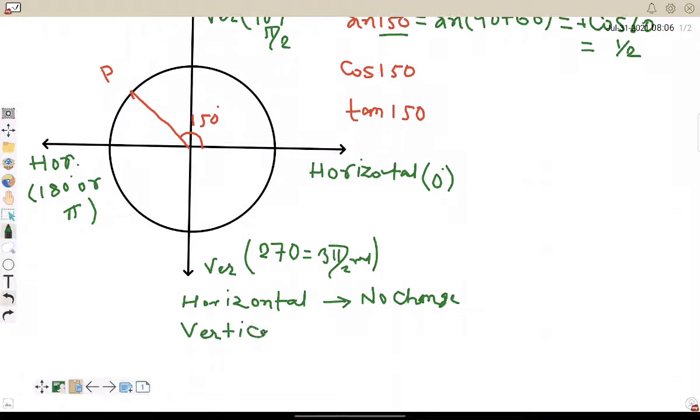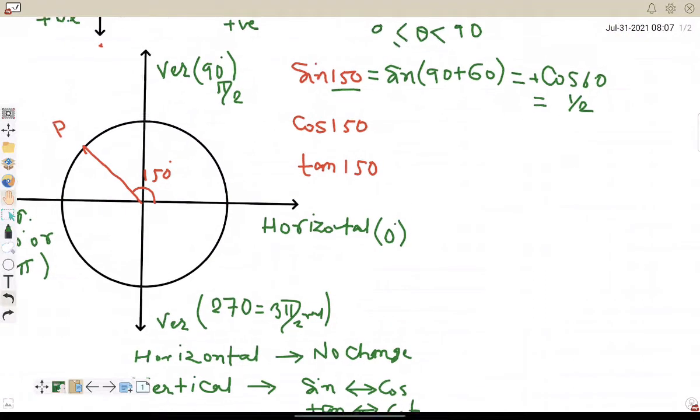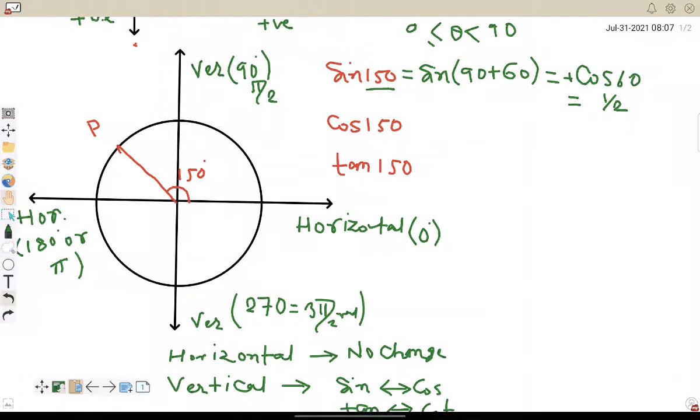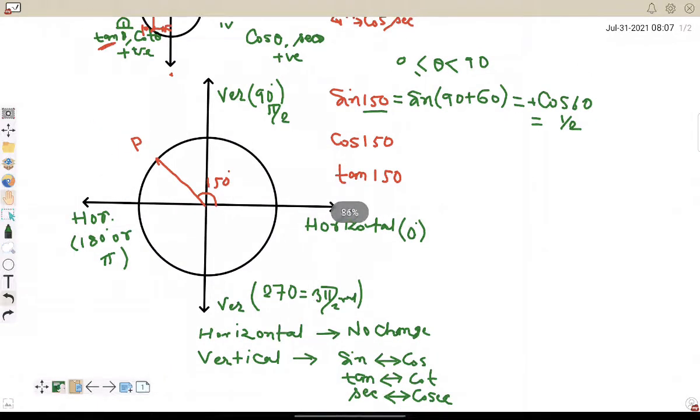In this case, all trigonometric ratios change to their complementary: sine will change to cos, cos will change to sine, tan will change to cot, cot will change to tan, secant will change to cosec, and cosec will change to secant. So how we can apply this, if you solve 2-3 questions, then everything will be clear, don't worry. So we can write here sine 90 plus theta is equal to cos theta.